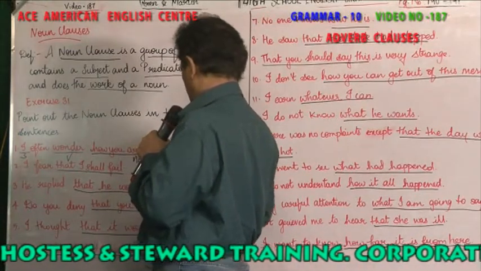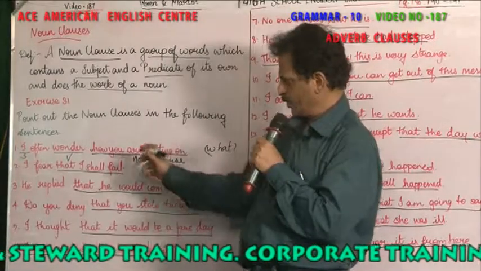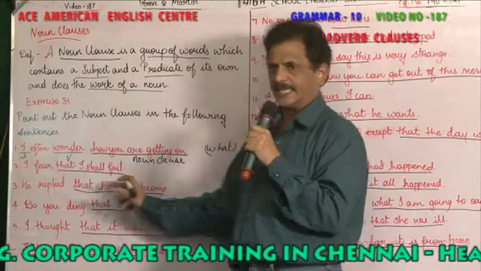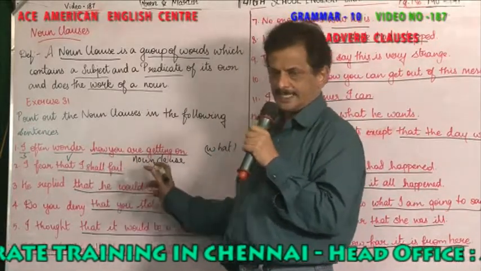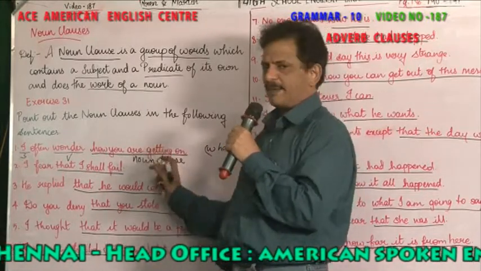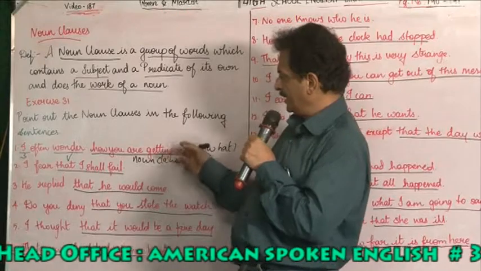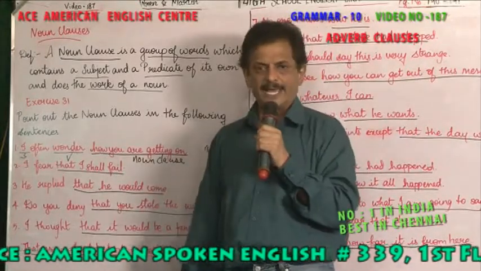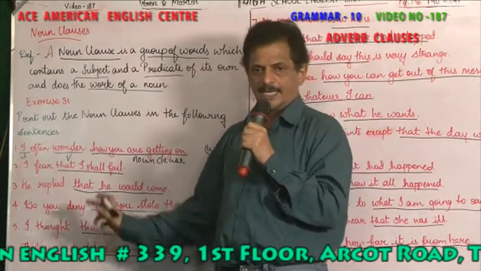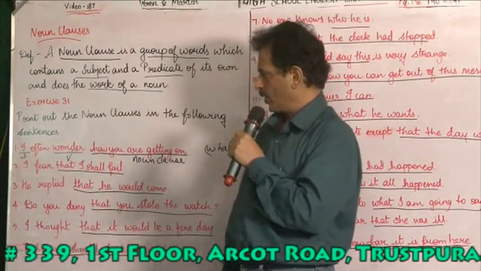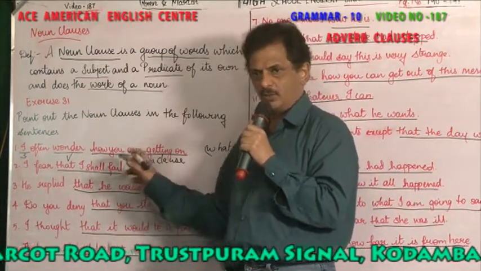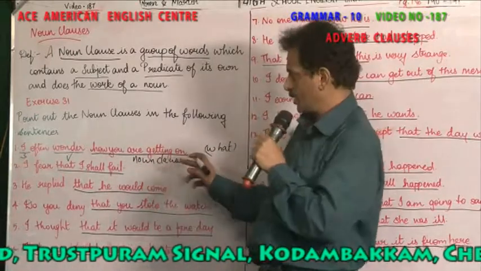So what is a noun clause? You ask a question to the verb, what? You get an answer in a sentence. That sentence has a subject, you, and a predicate, are getting on. In the predicate, are getting is the verb. So this is called a noun clause, answering to the verb wonder. This does the function of an object, a noun also, though it comes as a sentence. So it is called a noun clause.